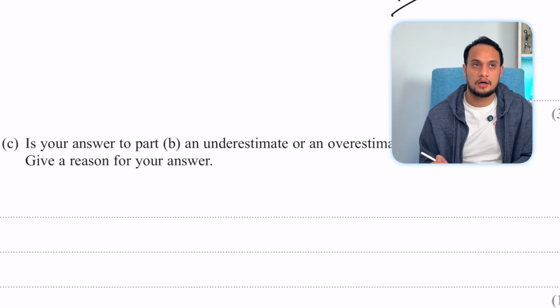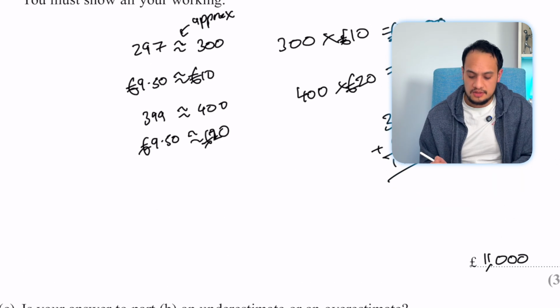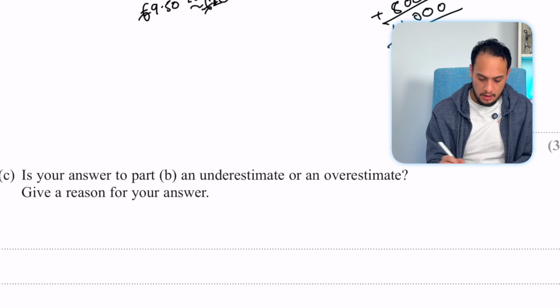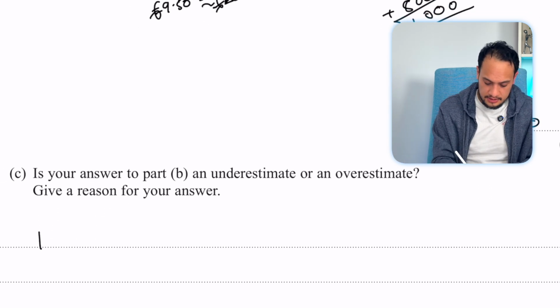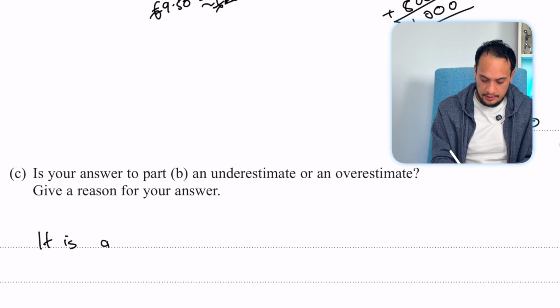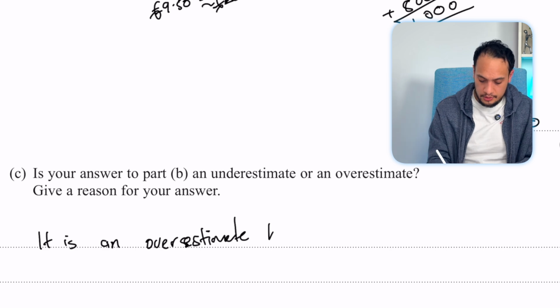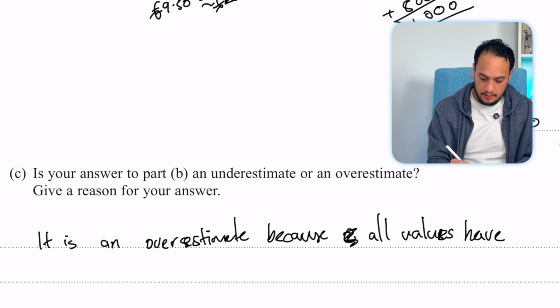Is your answer to part B an underestimate or an overestimate? So am I undershooting or am I overshooting? In this case, because I've rounded up in every case and it's just multiplying, I can say it is an overestimate because all values have been rounded up.